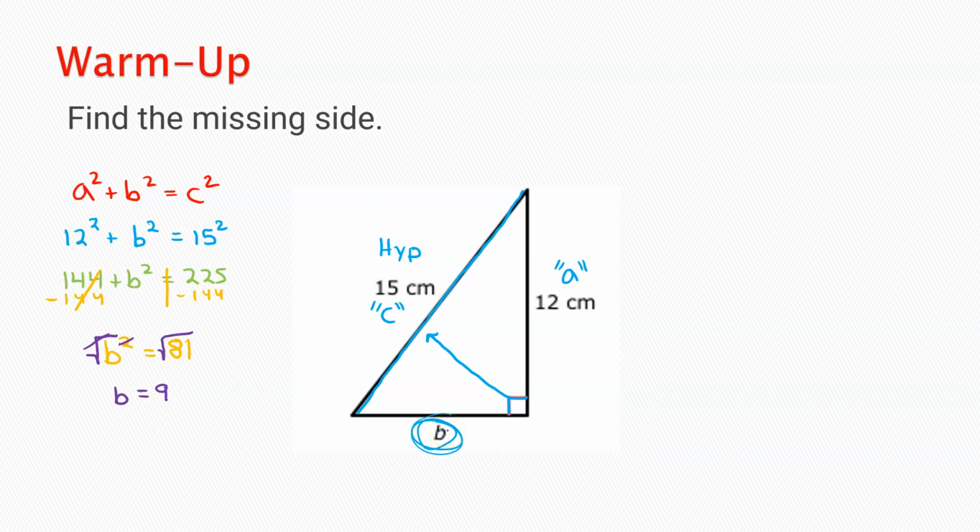So this missing side length over here, guys, measures 9, and I'm going to go ahead and include my units. Make sure you include those units. It is 9 centimeters. The length of that bottom side measures 9 centimeters. All right.